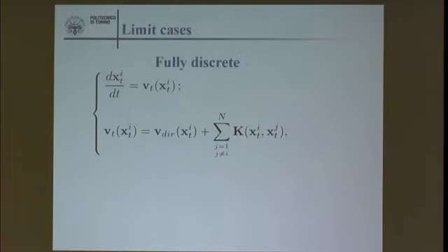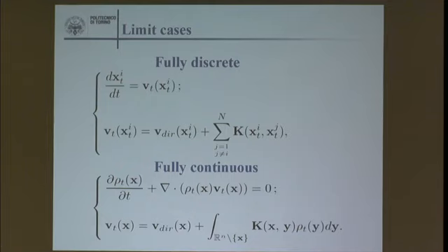And that becomes very familiar in the case of a fully discrete situation, in the sense that if you want, this measure is just a sum of delta functions. So you have these simple ODEs, where the velocity is given by a directional part and an interaction part. And also in the fully continuous case the situation becomes very easy, in the sense it's just the mass balance equation and a velocity with this non-local term.